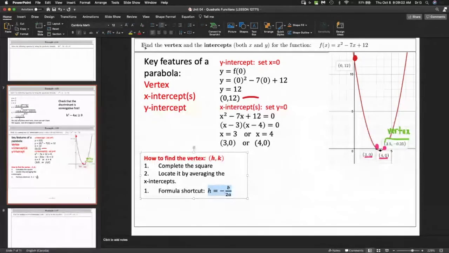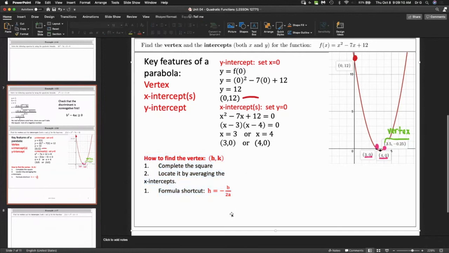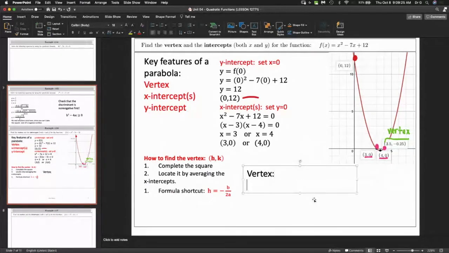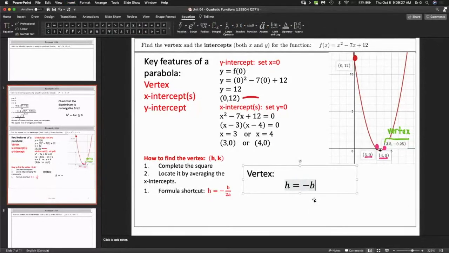The reason I like this last one is because what if you don't have the x-intercepts? I realize that we have the x-intercepts here, but what if you didn't? Then you have to go and find the x-intercepts to do this. It seems kind of backward to do 2 things when you only need 1 thing. So I'll calculate the vertex right here. So h equals negative b over 2a.